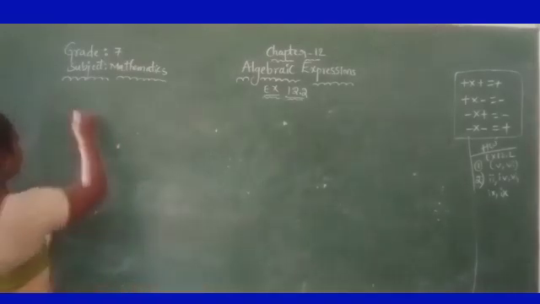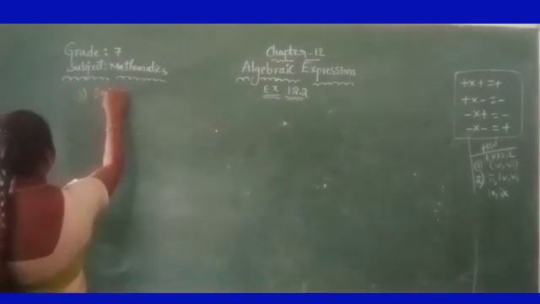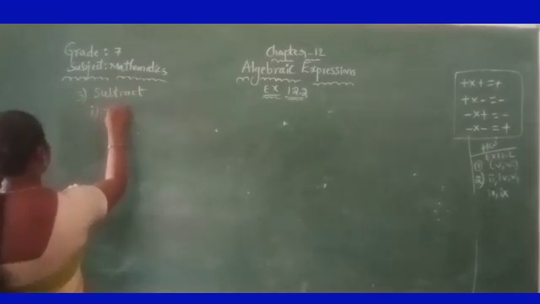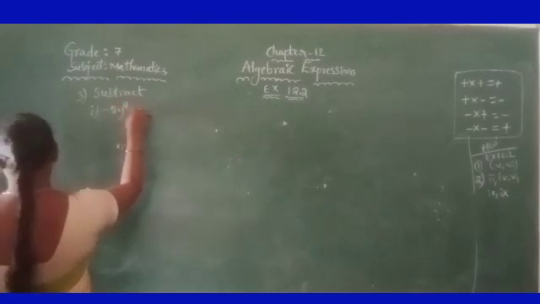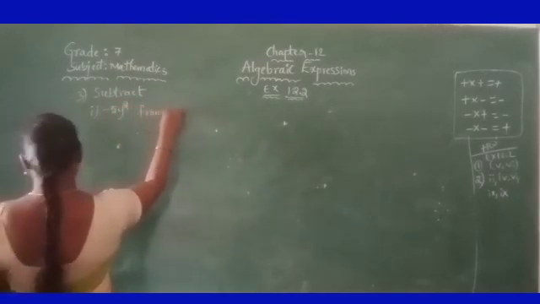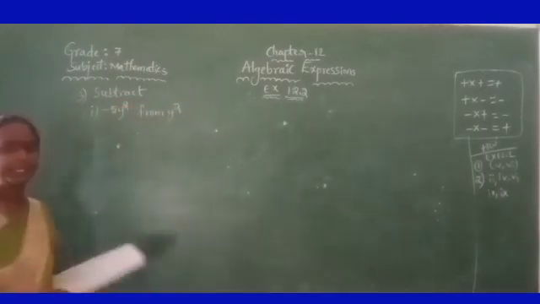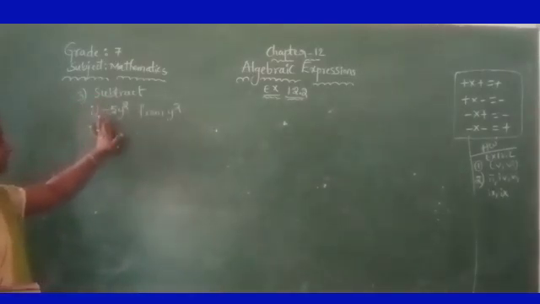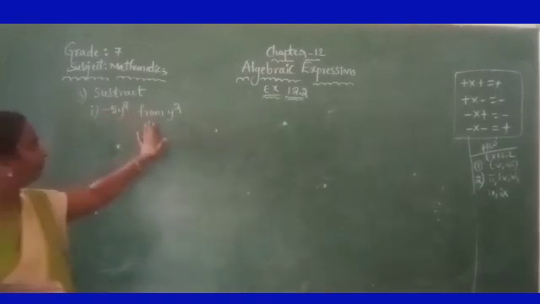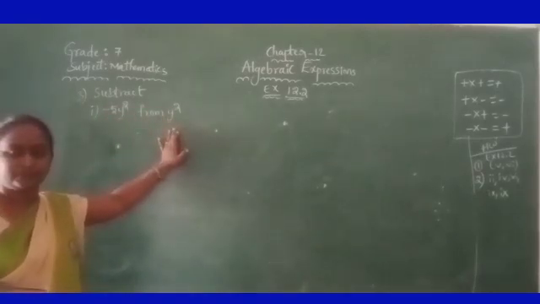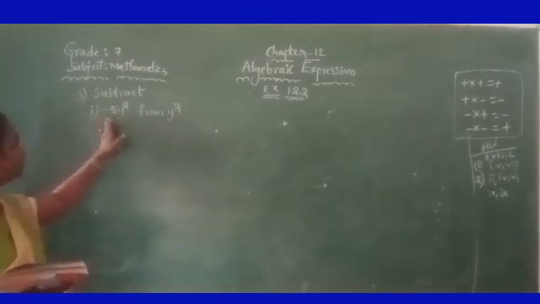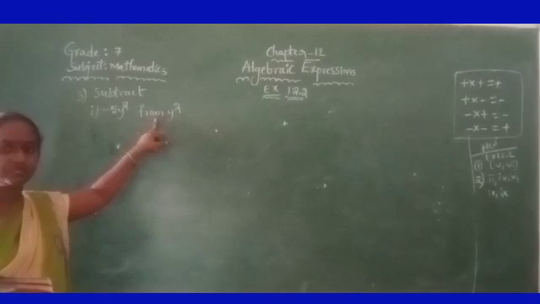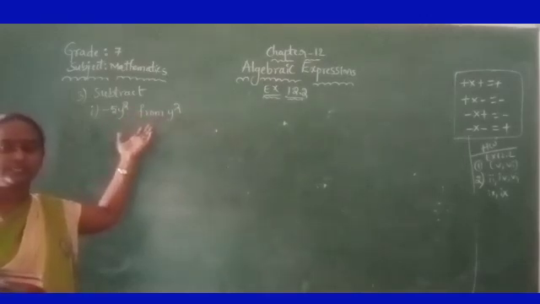Right. Third question: subtract. First question: subtract minus 5y² from y². Okay, so you have to read it like this: subtract minus 5y² from y². Don't read it like this, minus 5 square from 5 square, where you simply keep the minus here. If you do that, it is wrong.